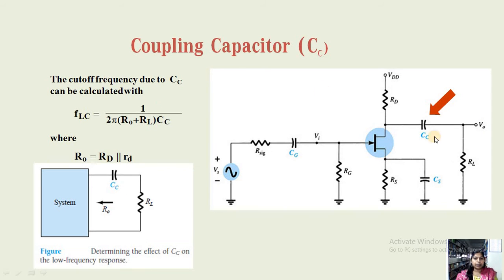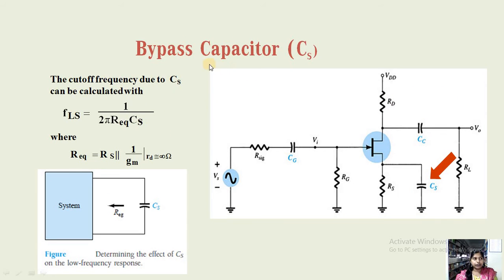Effect due to the coupling capacitor CC. Now the remaining circuit will be replaced with its equivalent resistance R0. So now the cutoff frequency due to CC is FLC equal to 1 by 2 pi. The resistance here is R0 plus RL into CC, the coupling capacitor. This resistance R0, looking into this circuit, is the parallel combination of small rd with the network resistor RD.